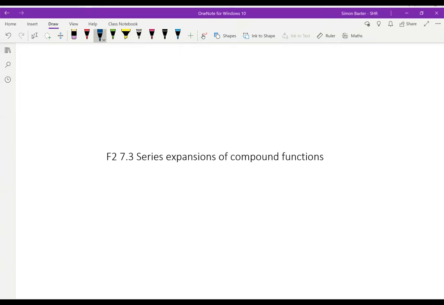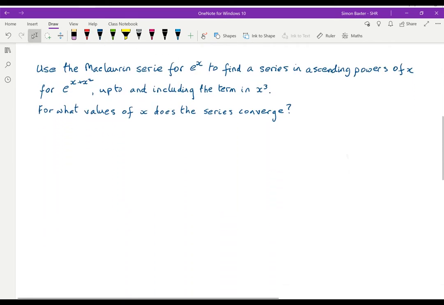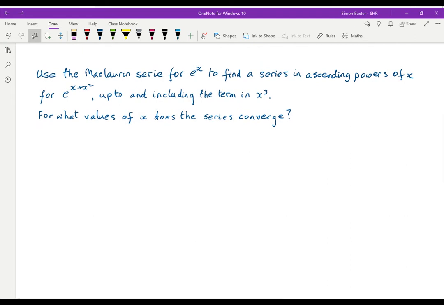Today, I'm going to use standard Maclaurin series to expand more complicated functions. For the first example, I'm going to take the case of e to the x plus x squared, and I'm going to use the expansion that we already know for e to the x to work that out. So let's first write down e to the x. E to the x is 1 plus x plus x squared over 2 factorial plus x cubed over 3 factorial, going on forever.